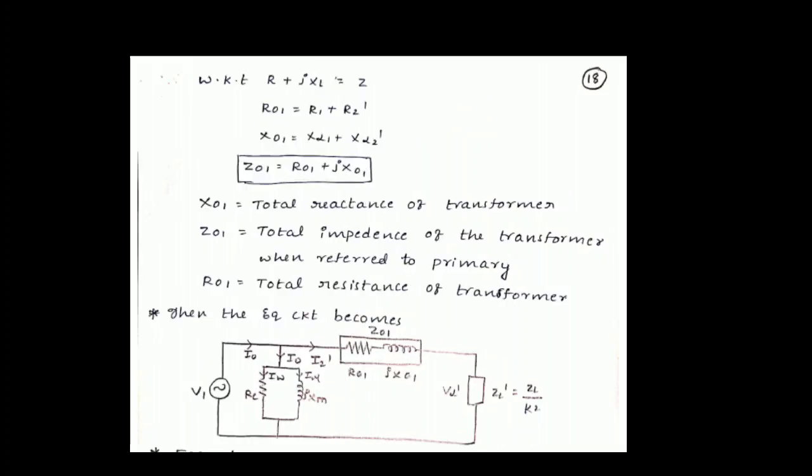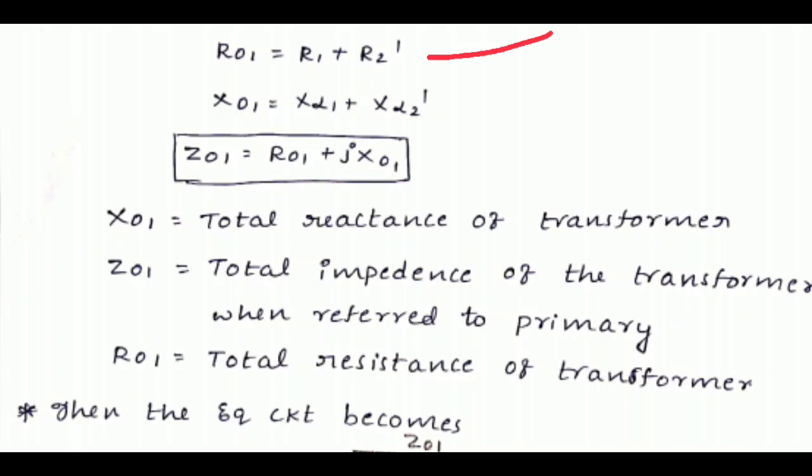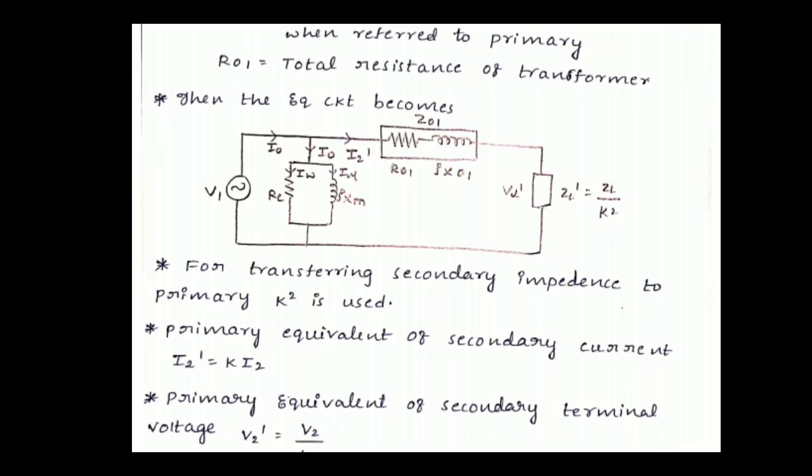If you observe here, R01 is R1 plus R2 dash, and similarly X01 is equal to XL1 plus XL2 dash. XL1 is the primary side leakage reactance, and XL2 dash is the secondary side leakage reactance when referred to primary. So X01 is the sum of these two, XL1 plus XL2 dash, and finally the total impedance of the transformer when referred to primary is Z01, equal to R01 plus jX01. So this is the first approximate equivalent circuit.